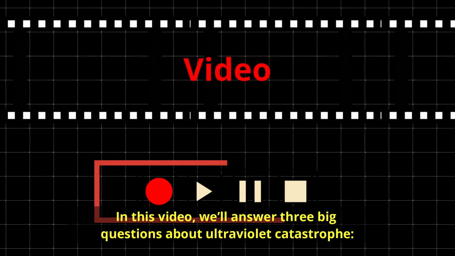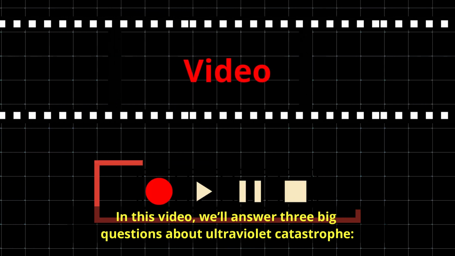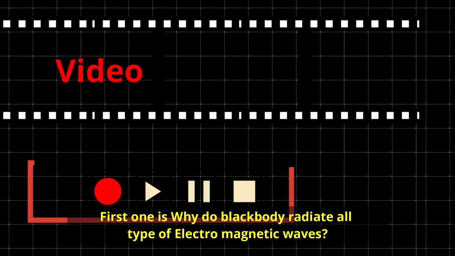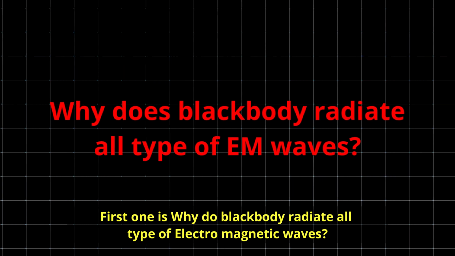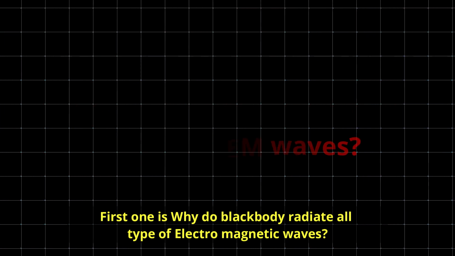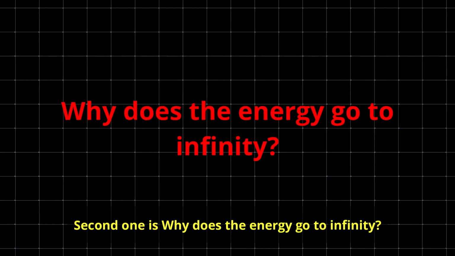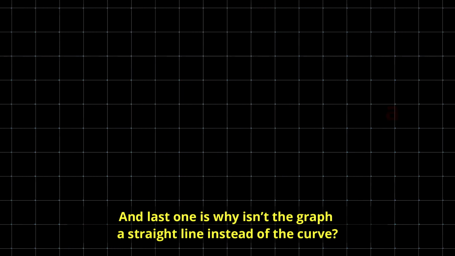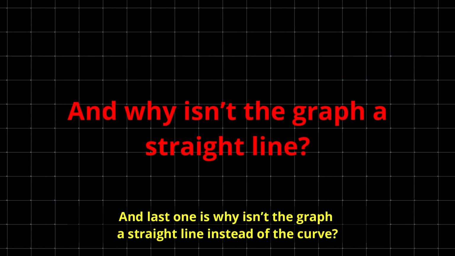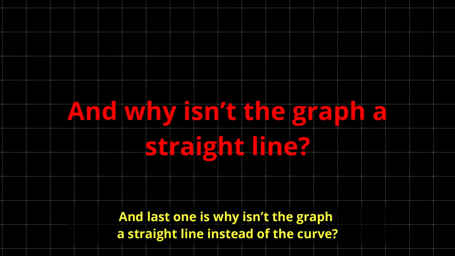In this video, we will answer 3 big questions about the ultraviolet catastrophe. First one is, why does a blackbody radiate all types of electromagnetic waves? Second one is, why does the energy go to infinity? And the last one is, why is it a straight line in the graph instead of a curve?